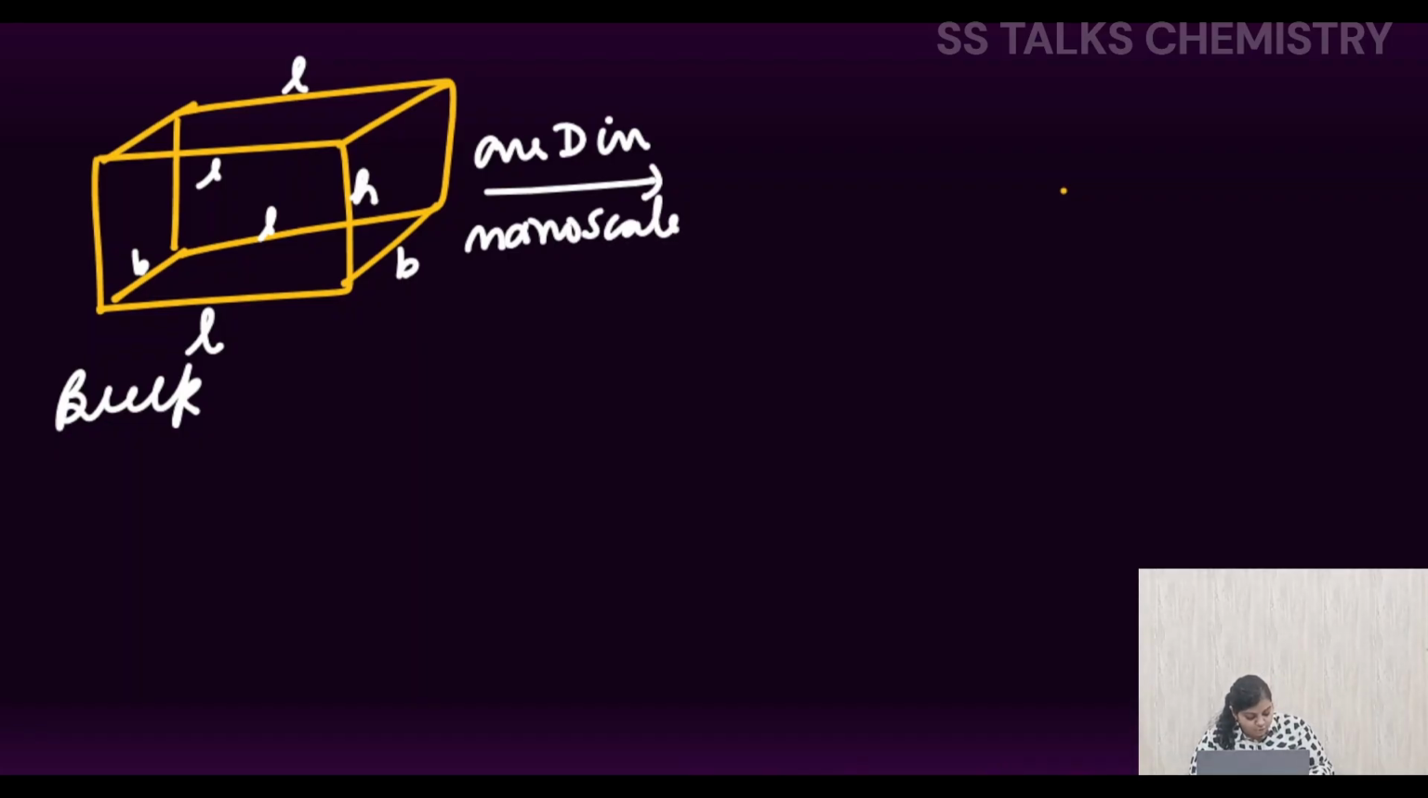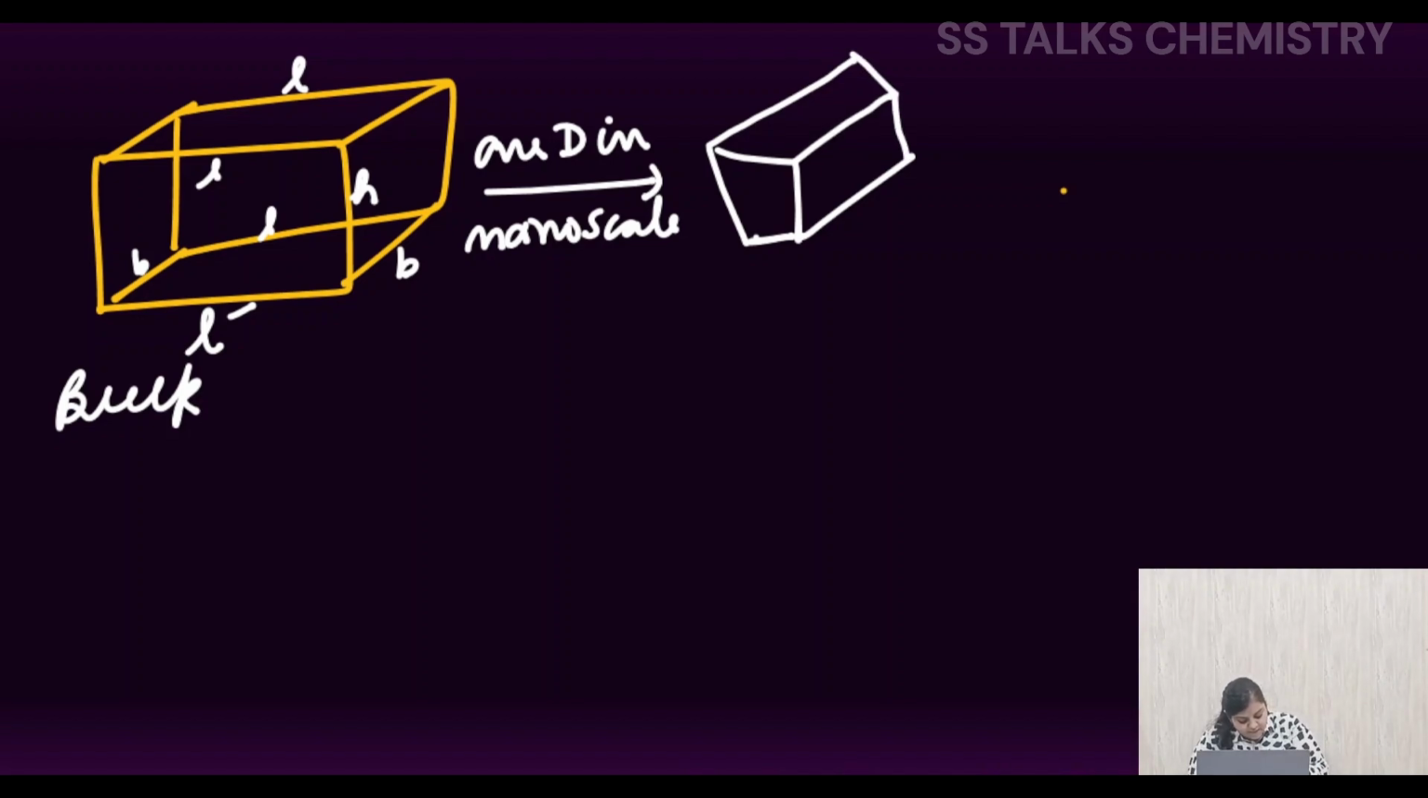How are we going to do this? One dimension, basically, we will try to bring this length into the nanoscale range. So this is going to look like this. This length we are decreasing, the breadth is going to remain the same, and this height is also going to remain the same. So you will have this type of structure. Let me draw this again. So this type of 3D structure you will be observing.